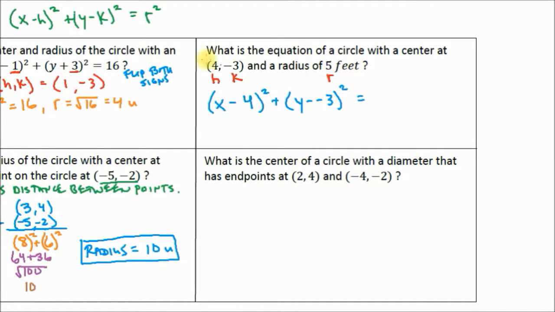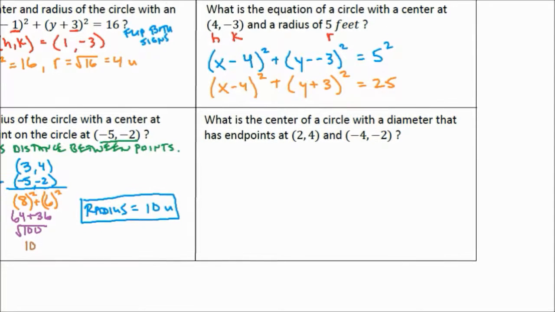And then we know that our equation has radius squared. Our radius is 5, so we square it. And let's write our final equation. X minus 4 squared plus y, well, subtracting a negative is like adding a 3, and that is equal to 5 squared, which is 25. So there is the equation of this circle.